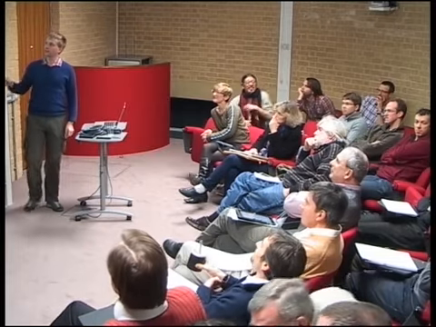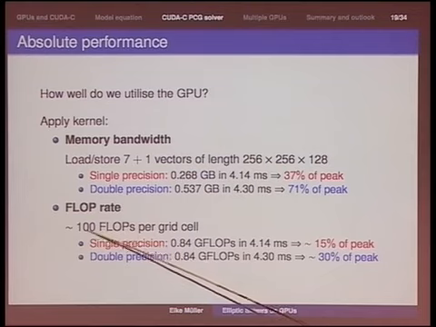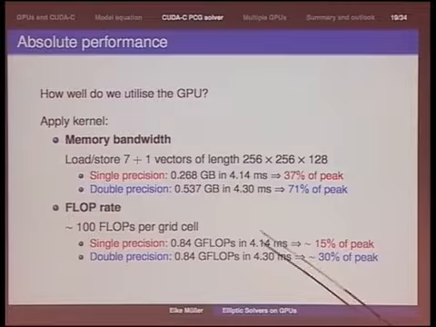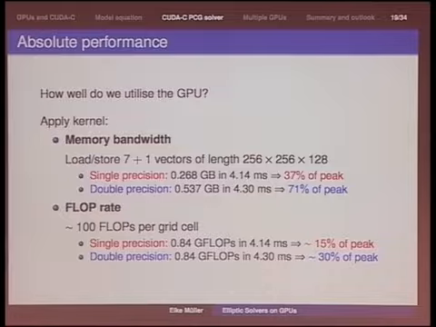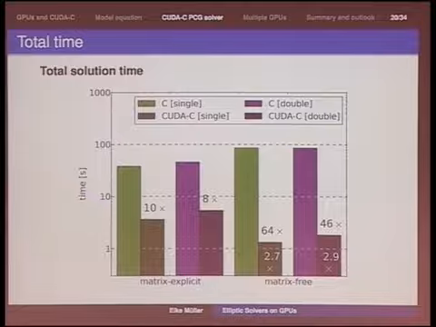Okay, so I did the same exercise for the flop rate, and this is a rough estimate. I estimated 100 flops per grid cell as an order of magnitude for the more complex problem. And then for single precision, I get 15% of peak. For double precision, I get 30% of peak, if I just make this calculation. Okay, so this was just for the individual bits, for the apply function and for the preconditioner.